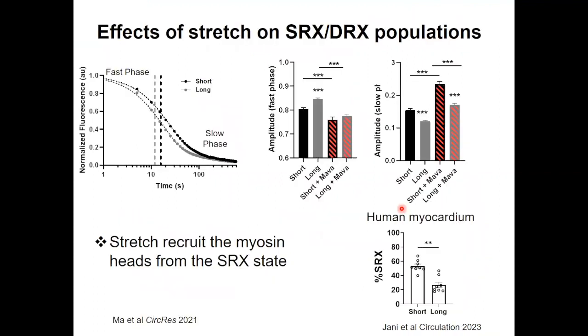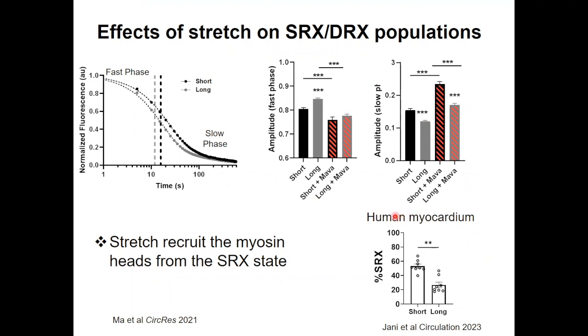But if you fit this curve and look at the population of the myosin heads in the DRX or SRX state, first with the DRX state, if you stretch the muscle from short to long, you have an increase in the population of the DRX state. And this is the slow phase, the population of the SRX heads. So you have an increase of DRX heads, and at the same time a decrease of the SRX state heads. Similarly, mavacamten also decreases the DRX state heads and increases the heads in the SRX state. So basically, the take-home message is that stretch can recruit the myosin heads from the SRX state.